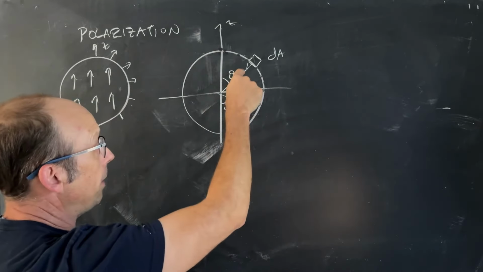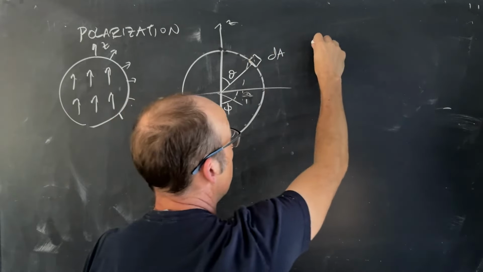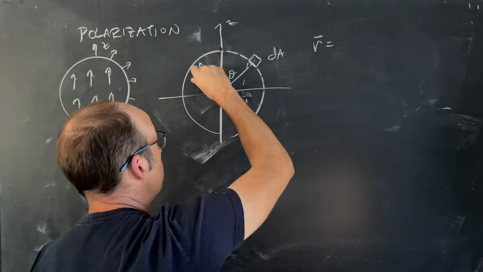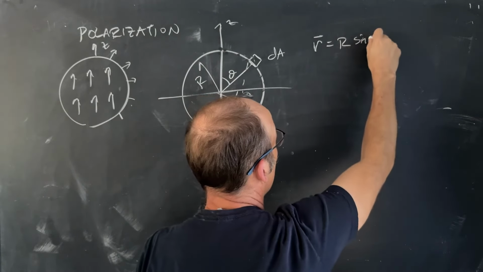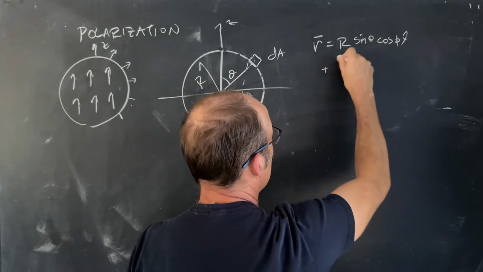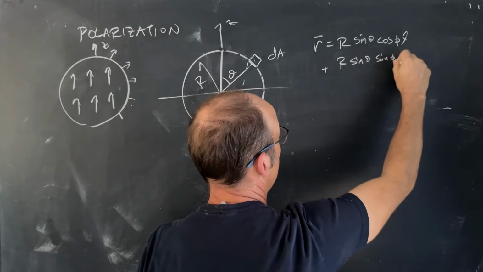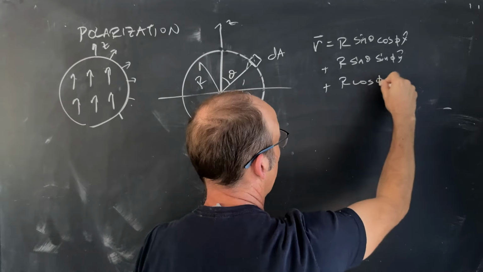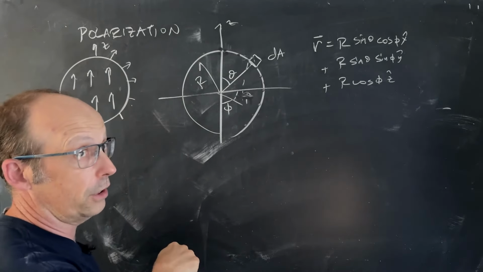So if we think about this, first we need to convert this to Cartesian coordinates. The vector r is going to be equal to R sine theta cosine phi x hat, plus R sine theta sine phi y hat, plus R cosine theta z hat. That's our conversion from spherical coordinates to Cartesian coordinates.